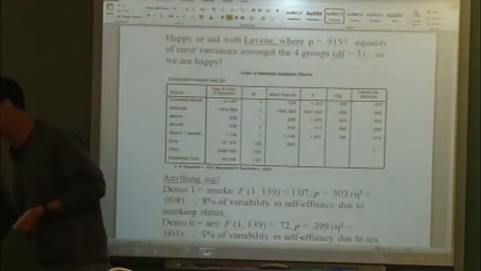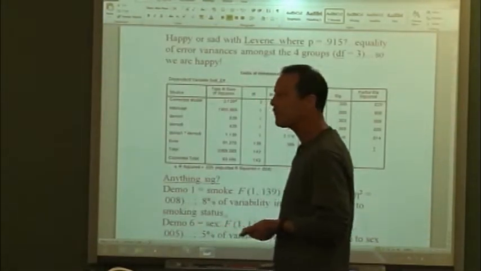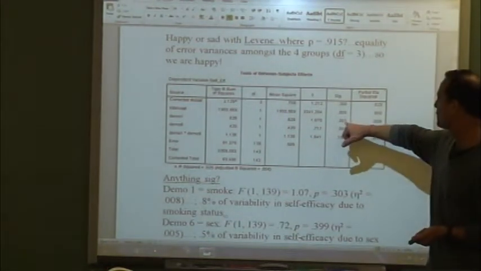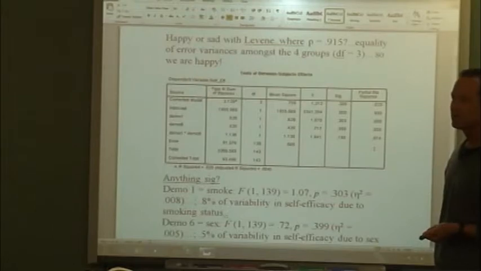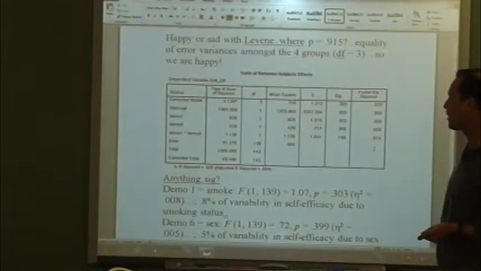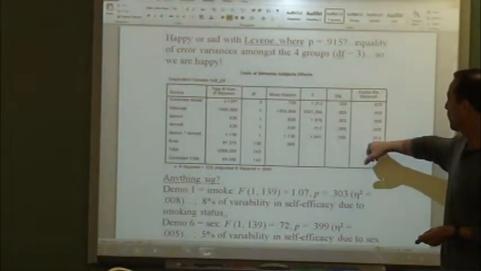And here are the 3 tests of significance, none of which are significant, but it just gives you an idea. Right, demo 1 is smoking. We see we don't have a significant main effect. Less than 1% is accounted for. Half of 1% is accounted for. The next variable, sex, and the interaction, 1.4%.